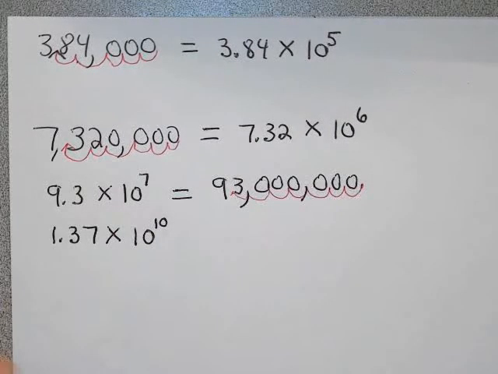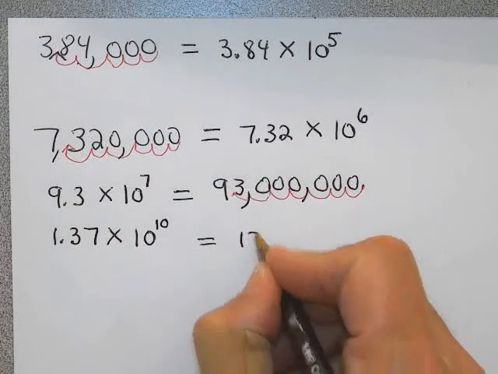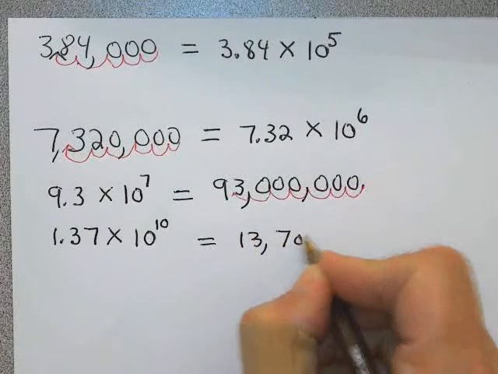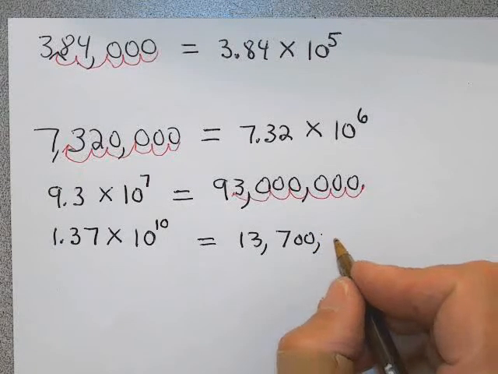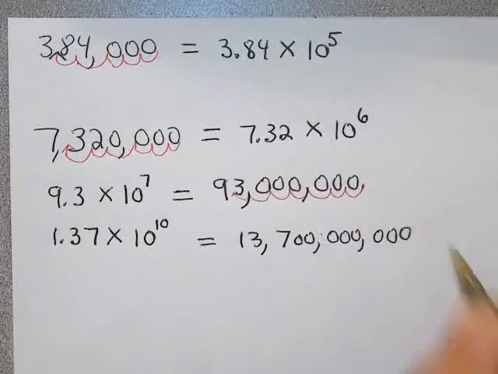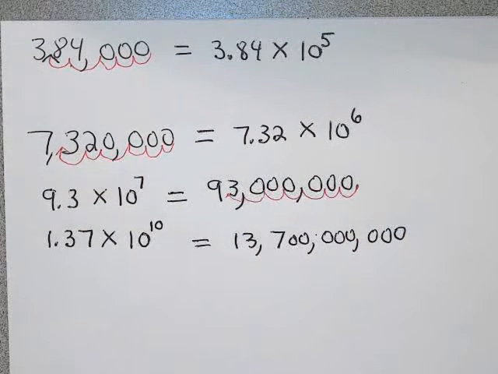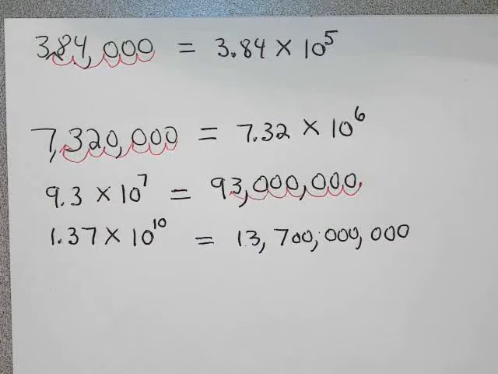And this is going to equal, what do we got here? 13 and 700. I believe this is 13,700,000,000. I said the number correctly. And you can see I moved the decimal point 10 places from here, or here, all the way to the end.